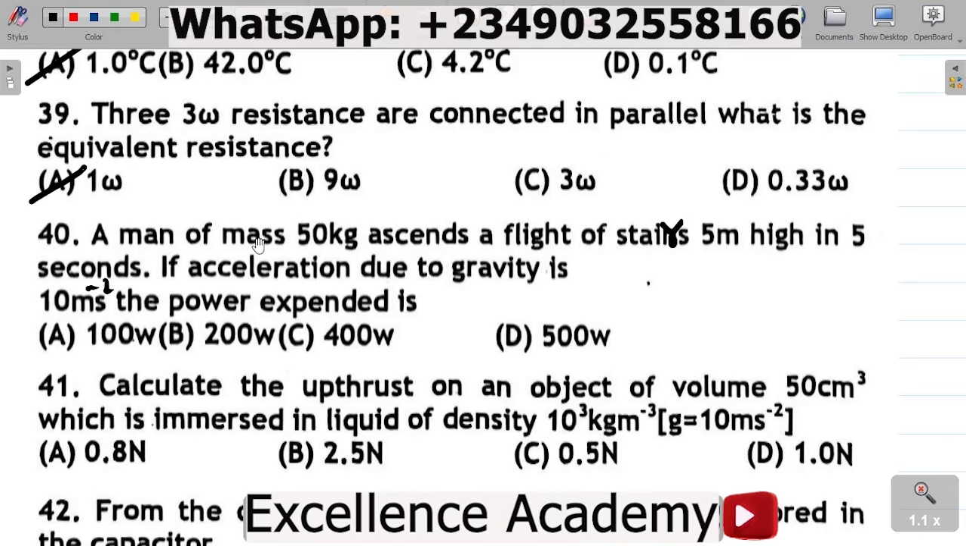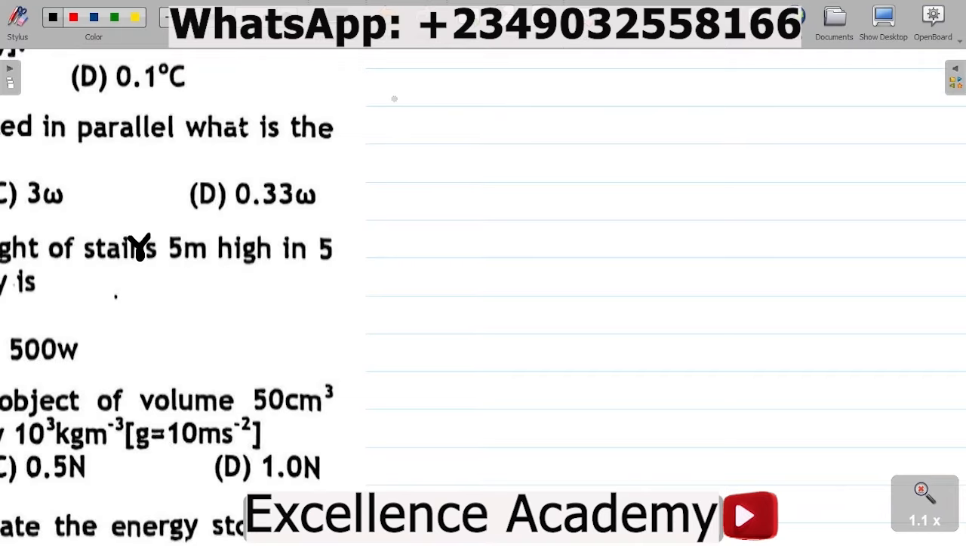Let's look at question 40. A man of mass 50 kilogram ascends a flight of stairs 5 meters high in 5 seconds. If the acceleration due to gravity is 10 meter per second squared, the power expended is A, 100 watts, B, 200 watts, C, 400 watts, D, 500 watts. So how do we solve this question? You're asked to find the power expended.